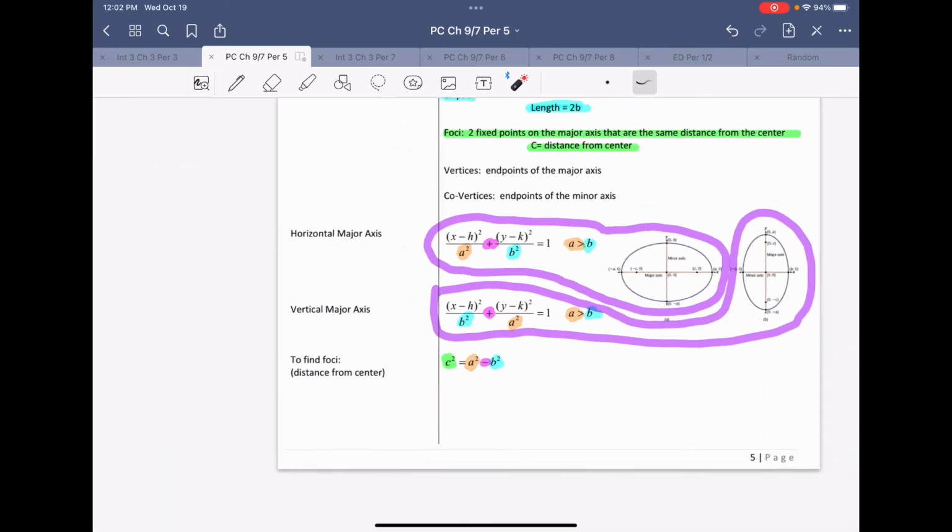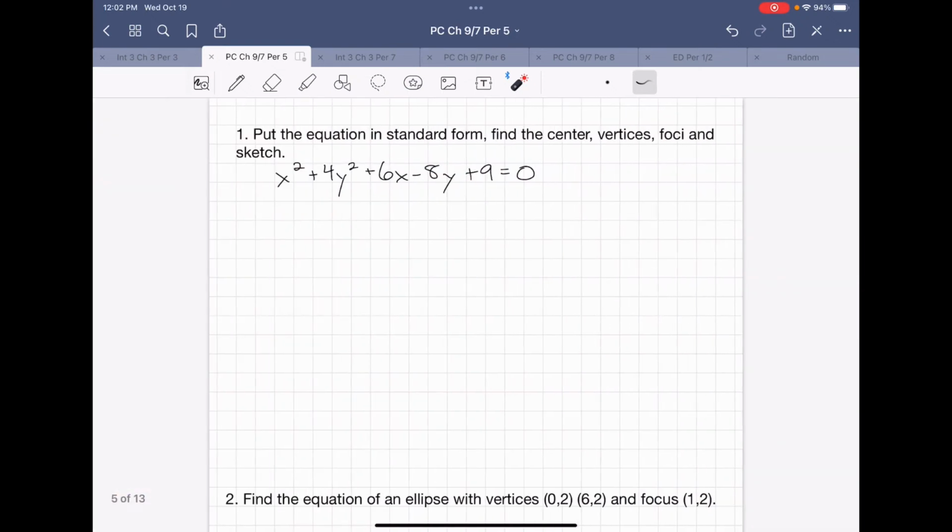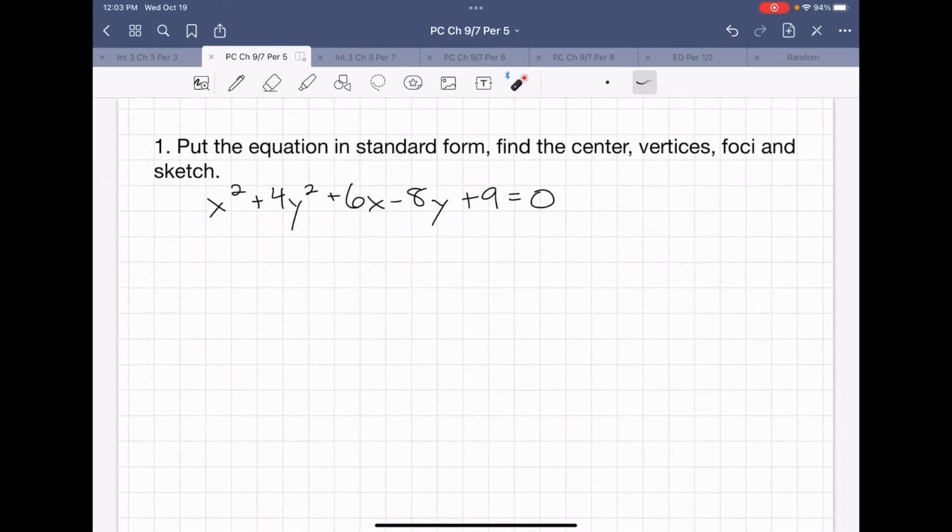So let's do some of these. Put the equation in standard form, find all the things. Okay, so completing the square again. Group your x's.